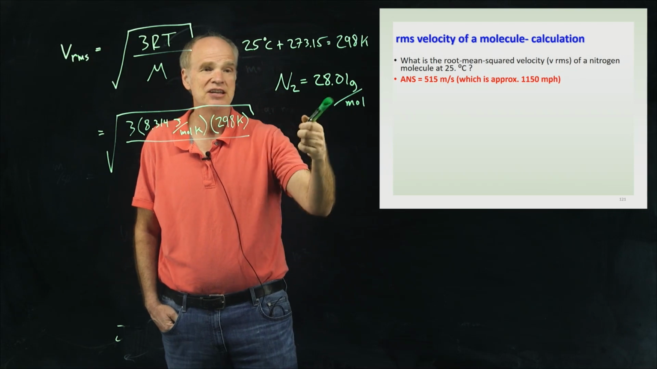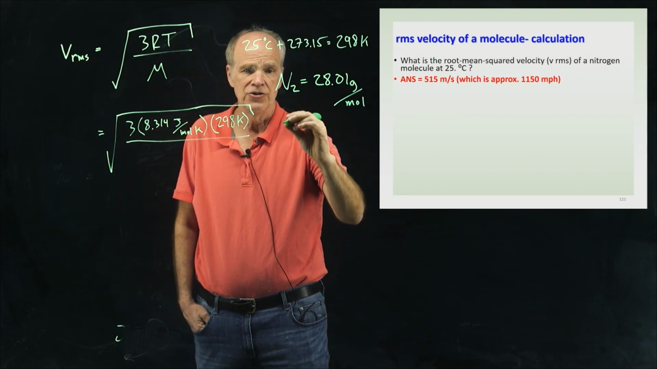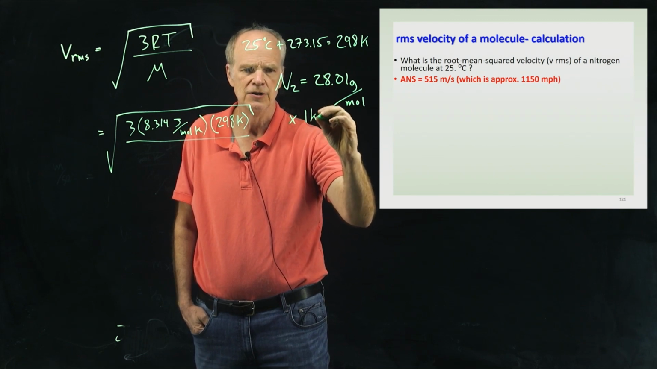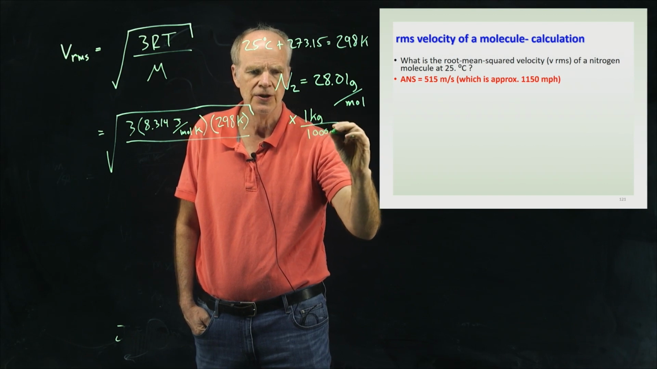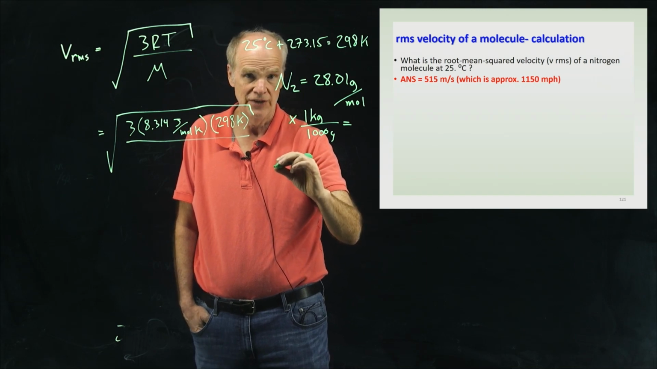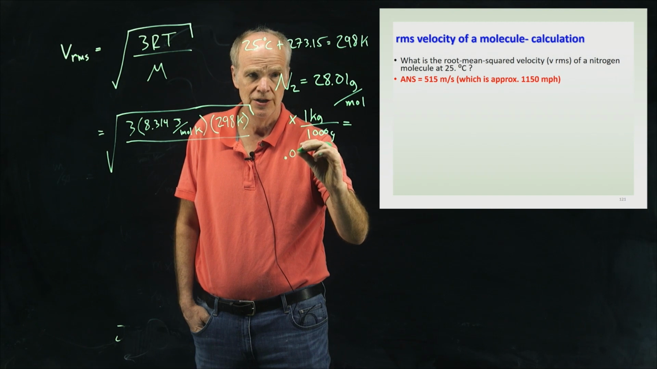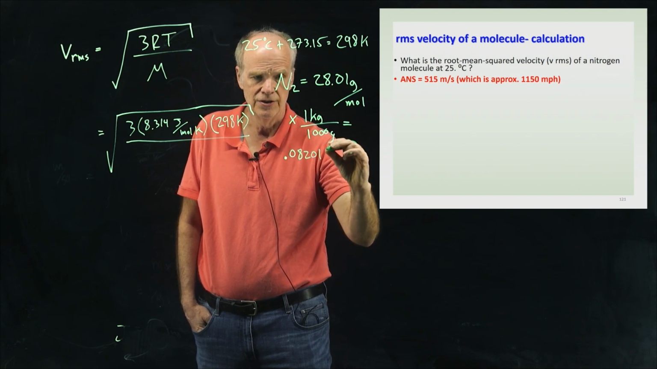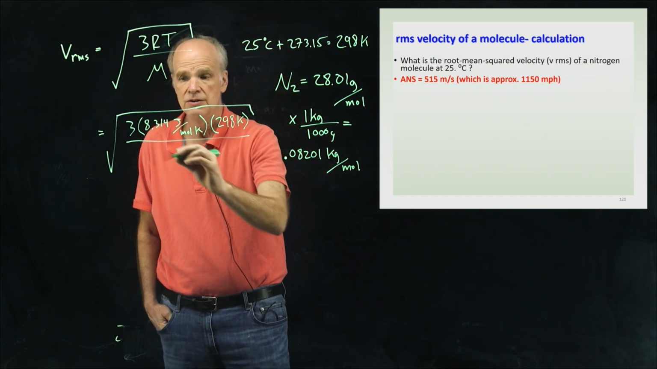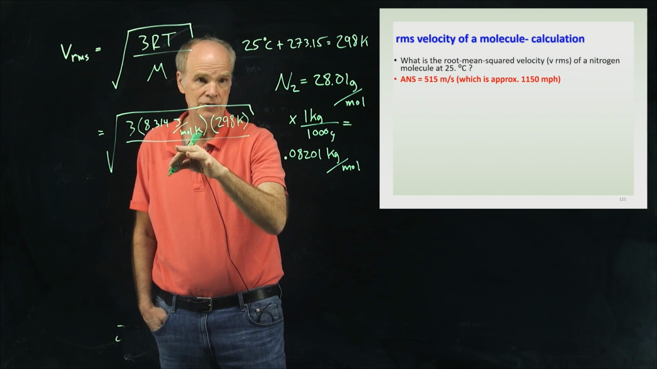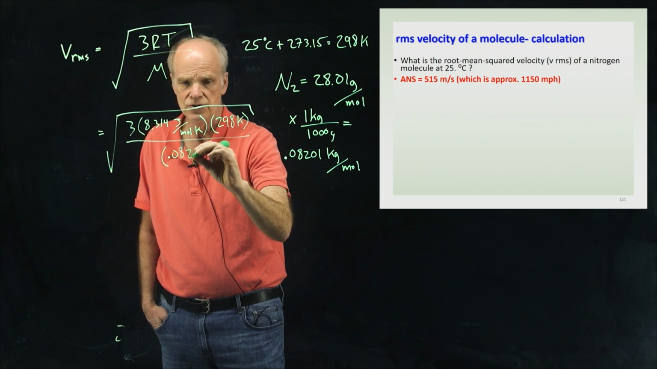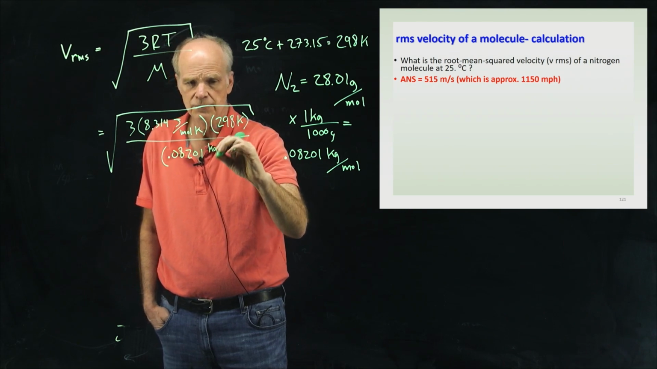Okay. And then you need to get this into kilograms per mole. So let me go ahead and do that. So you would take this number here and multiply it by 1 kilogram over 1,000 grams. And when you do that, what you should get is the molar mass of nitrogen in kilograms per mole is 0.02801 kilogram per mole. Okay. Now, what I'm going to do now is substitute in this molar mass in kilograms per mole right here, which is 0.02801 kilograms per mole.